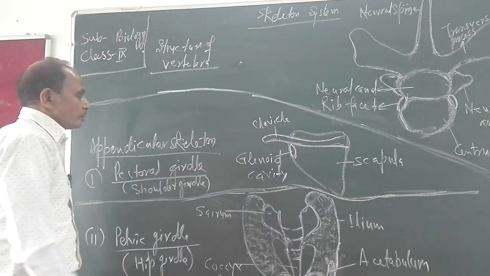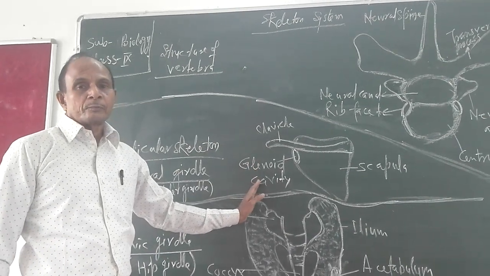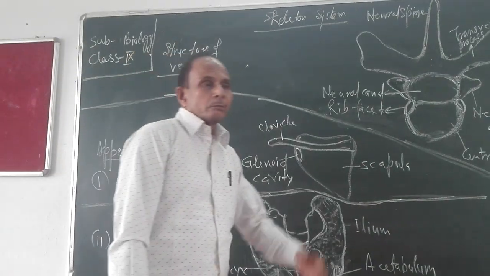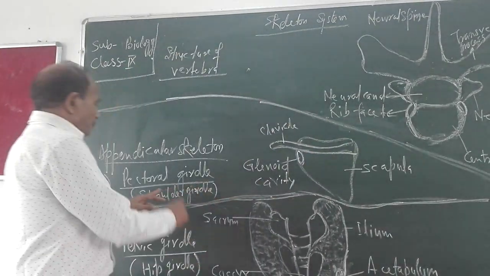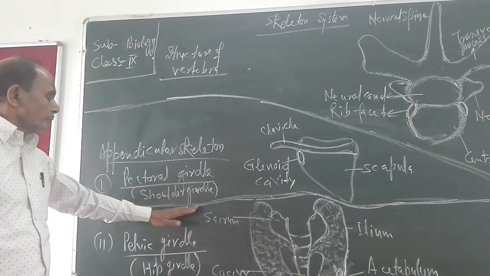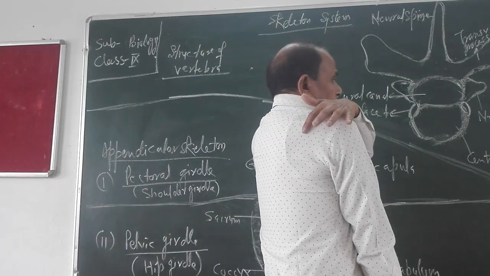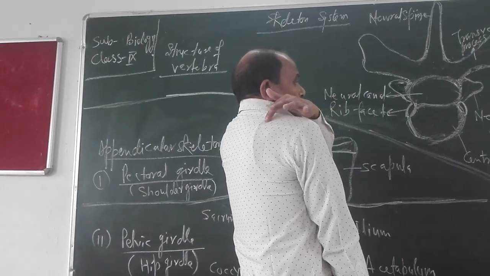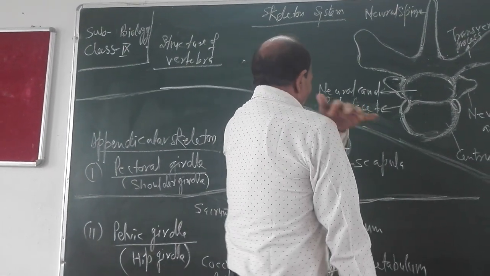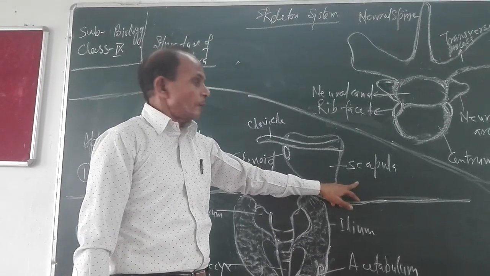In the appendicular skeleton, first of all, I have taken two girdles. The first one is the pectoral girdle, also known as the shoulder girdle. Now, you see here, this one is a triangular bone, and this triangular bone is known as scapula.